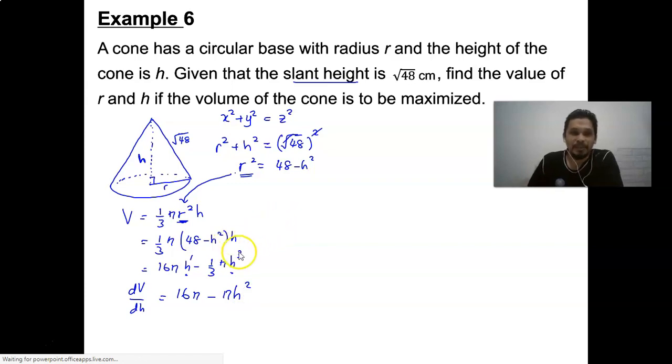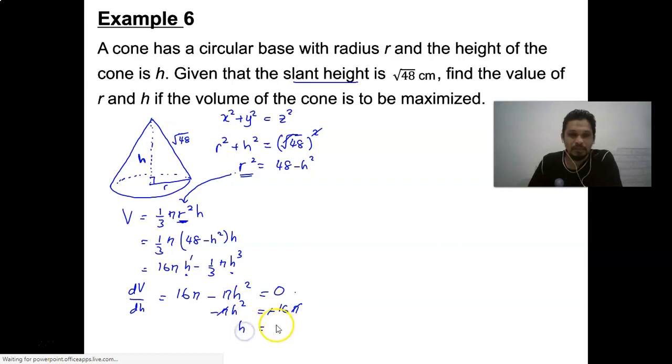Okay, so 3 brought up here: 3 multiplied by 1 over 3 equals 1, giving pi h, and 3 minus 1 equals 2. So then make this one here equal to 0. So from here, 16 pi minus pi h squared equals 0. It's just negative pi h squared equals negative 16 pi, and divide by negative pi left and right. So then h squared equals 16.